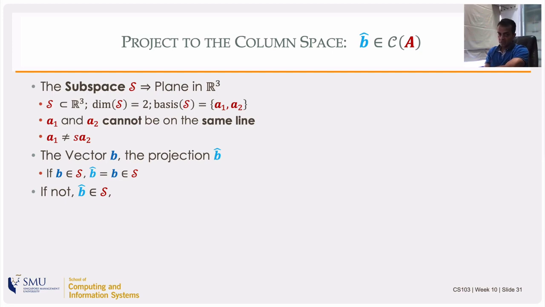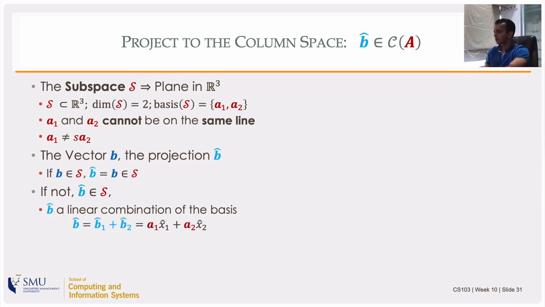If not, B hat is going to be on S because that is the projection, and B hat is going to be some linear combination of the bases, and let's call the linear combination with x1 hat and x2 hat. Those are the scalar multiples that we need to multiply the basis vectors a1 and a2 such that you get b hat. So let's start from there. Now b1 hat and b2 hat will be projections of b along the basis vectors a1 and a2 as we saw.